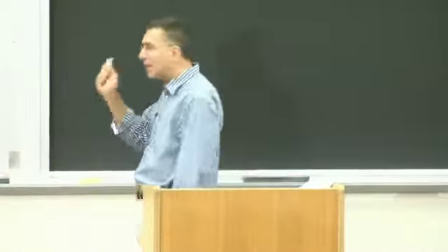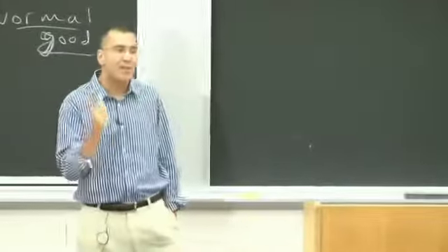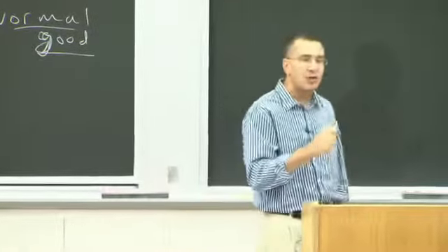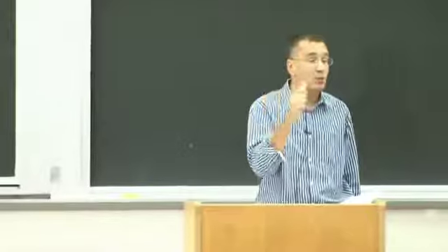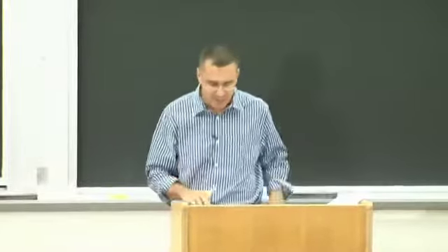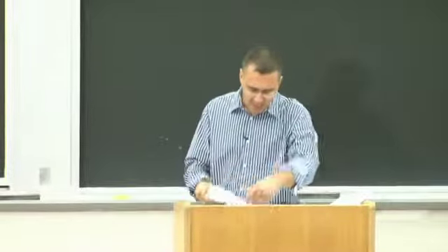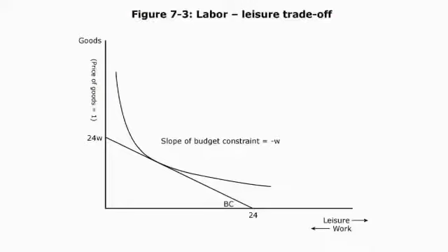So it's the general modeling trick you need to understand, which is turn a bad into a good. That's the modeling trick. Because we know how to model the trade-off between two goods. We don't know how to model the trade-off with a bad. Okay? So to think about that, let's go to figure 7.3.